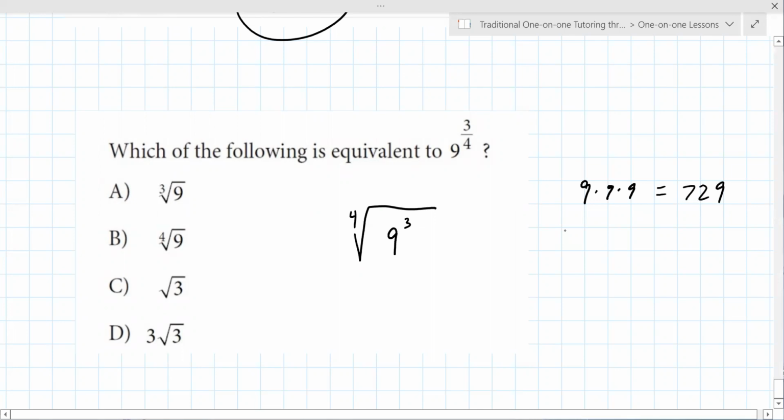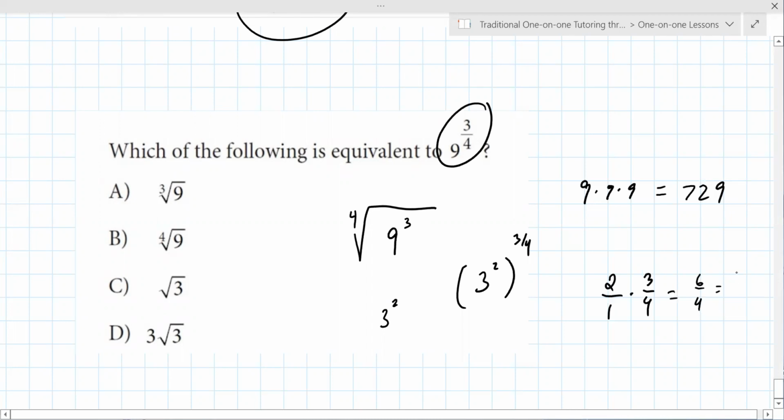Okay. Now, what's encoded in this, and you're supposed to remember this, is that 9 is really 3 squared. Oh, cool. So you're actually supposed to go back to the original and write 3 squared to the 3/4 power. Now, what do you do when you have an exponent to an exponent? You multiply. So would I just multiply top and bottom? 2 over 1 times 3 over 4. So it'd be 6/4. What does that reduce to? It reduces to 3/2. So it's 3 to the 3 over 2 power.